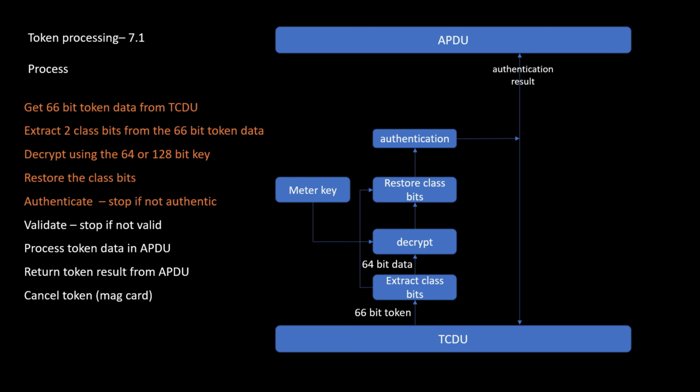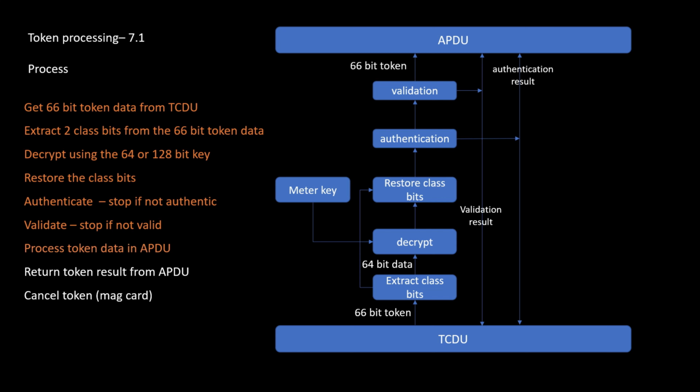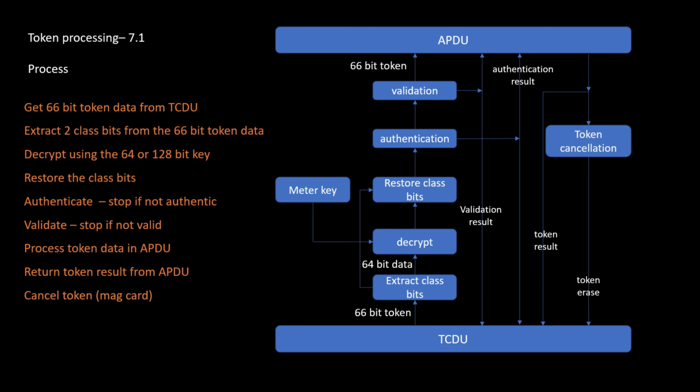The authentication result goes off to the APDU. Validate and stop if not valid, and the validation result goes through to the APDU as well. Process the token data in the APDU and then return the result from the APDU. And then if you have a magnetic card and the token result says accept, then you can cancel the token, and in the case of a magnetic card, you erase the token strip.